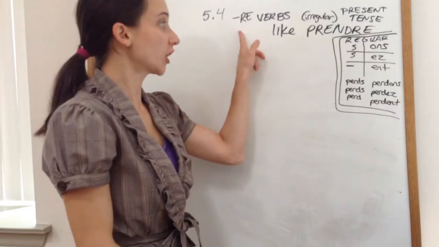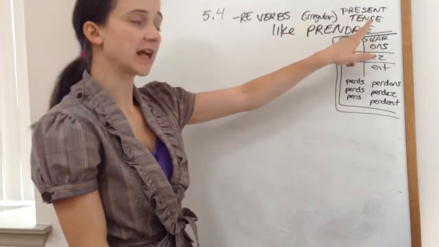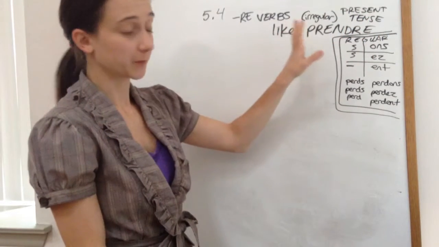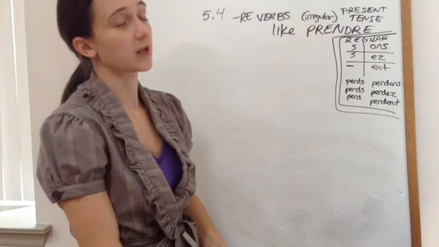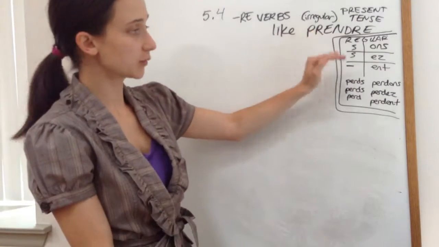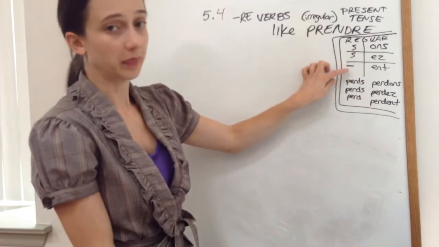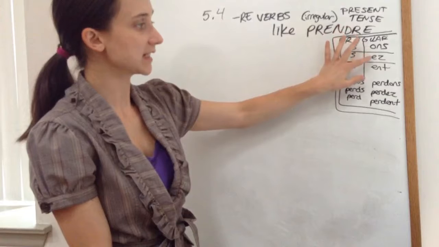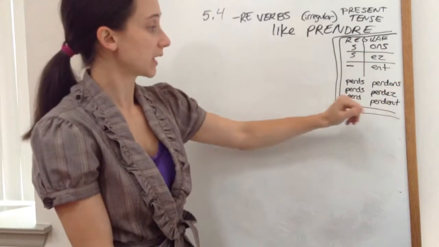5.4, RE verbs that are irregular in the present tense, like prendre. Okay, let's get started by looking at the regular ones, so we know what to compare it to. Regular RE verbs, we drop the RE, we add an S, nothing here, ONS, EZ, ENT. So this side is very similar to the ERs.